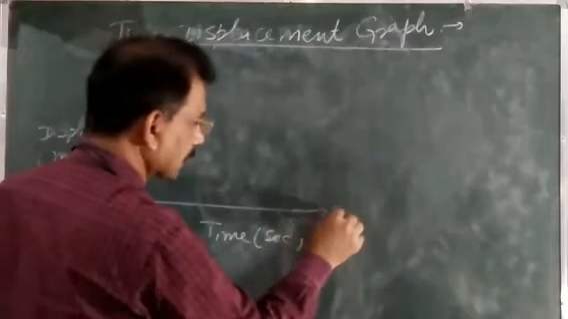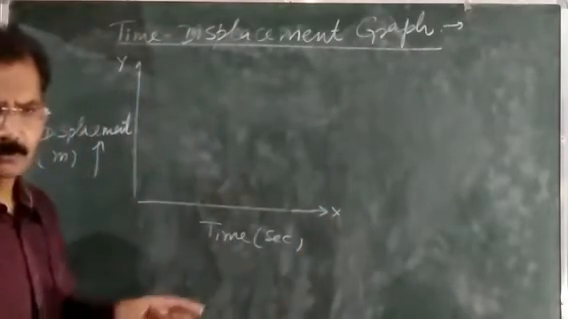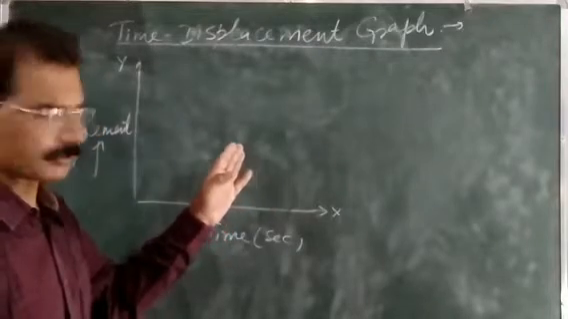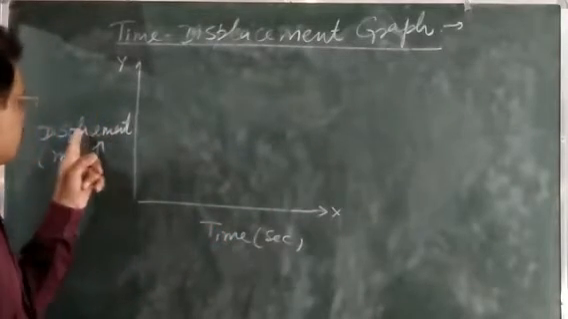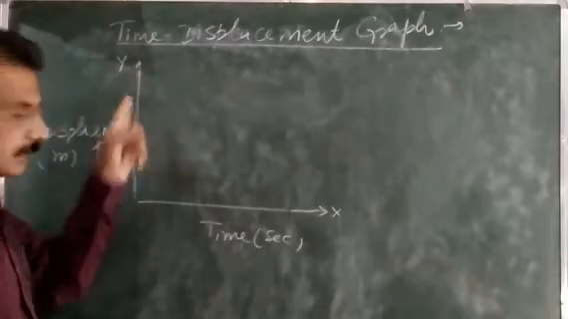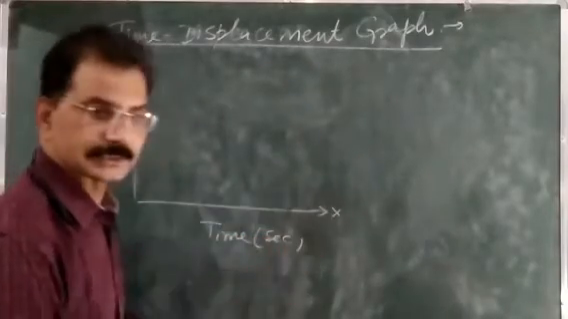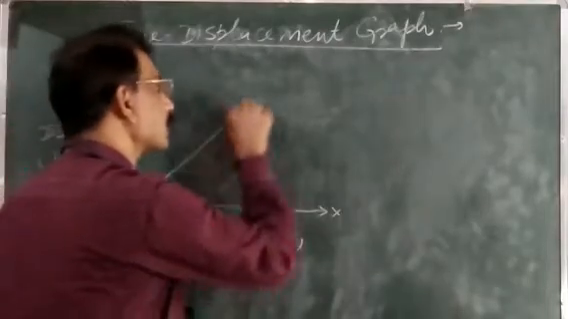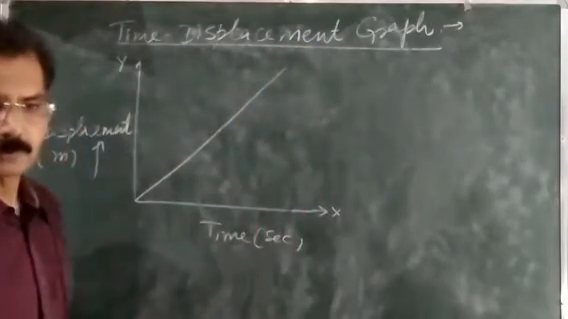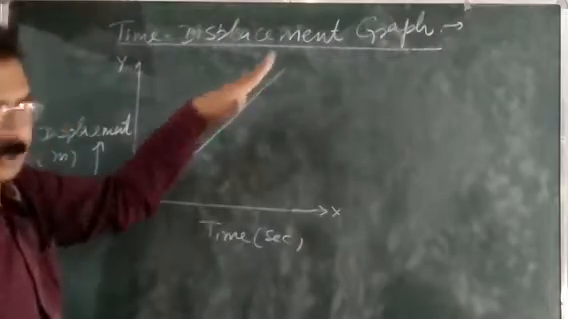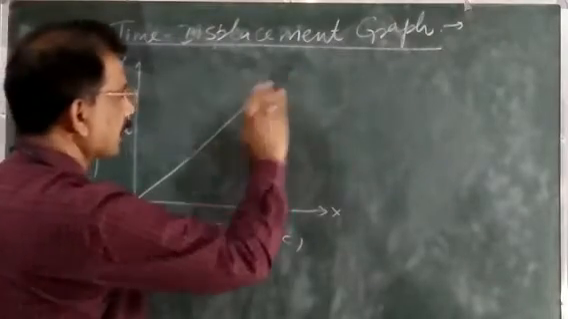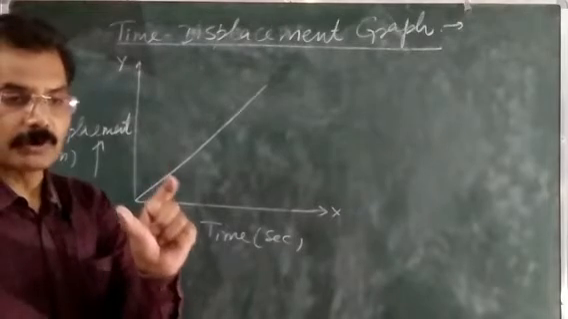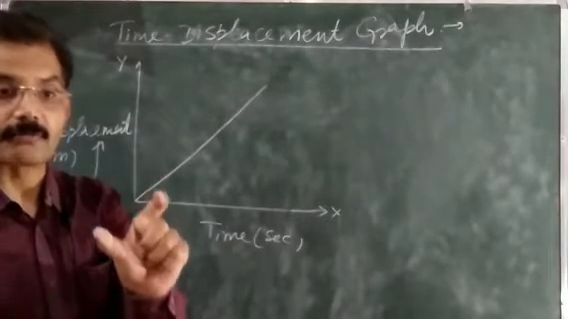and time on the x-axis. I hope all of you drew graphs in class 9th and 10th. This is nothing new, you know. So here, we take the displacement on the y-axis and time on the x-axis. And suppose this graph is a straight line. This straight line graph represents that the body is covering equal displacement in equal intervals of time.